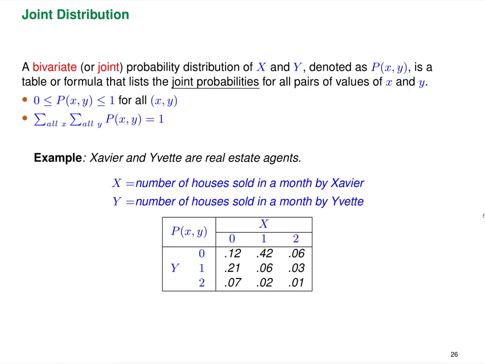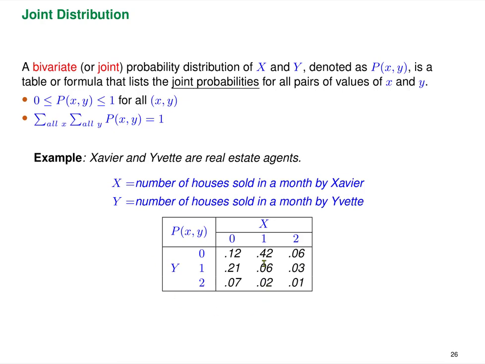Now, let's take a look at an example. Let's say there are two real estate agents, Xavier and Yvette, serving the same residential area. Let the random variables x and y denote the number of houses sold in a month by Xavier and Yvette respectively. Both of these random variables can take values 0, 1, and 2. The table on the slide shows the bivariate probability distribution between these two random variables.